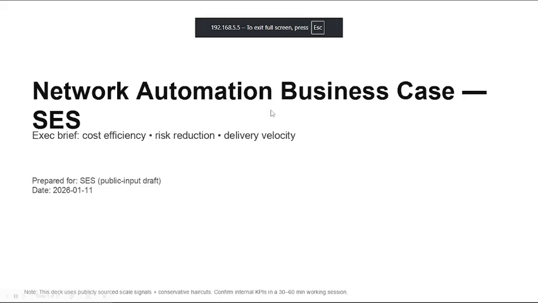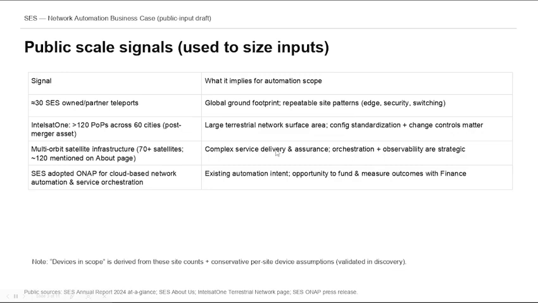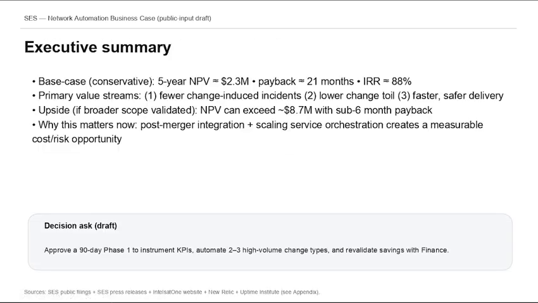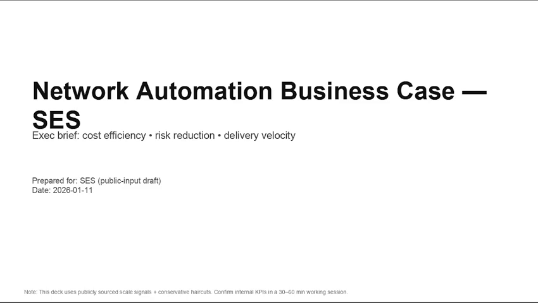All right, so this is a network automation business case. The executive brief is cost efficiency, risk reduction, delivery velocity. So this is the public input draft. I took all the data from stuff I could find publicly. The note is, the deck uses publicly sourced scale signals and conservative haircuts. We need to confirm internal key performance indicators in a 30 to 60 minute working session.